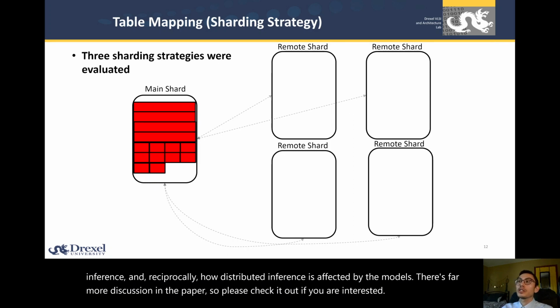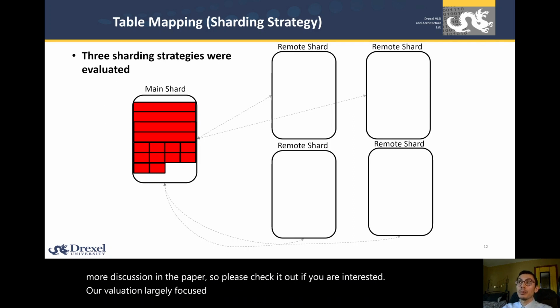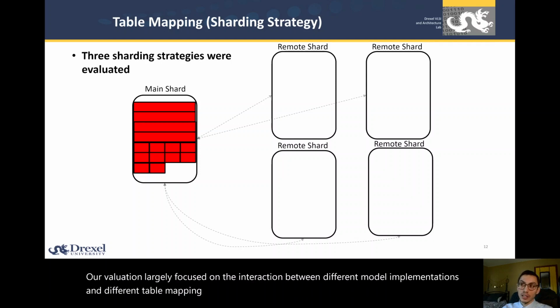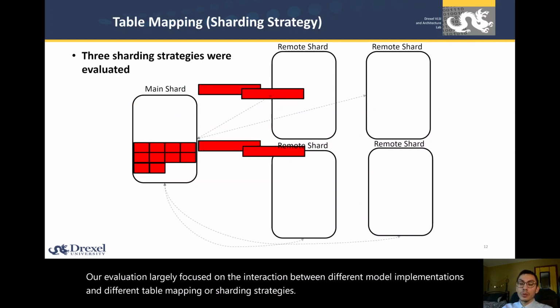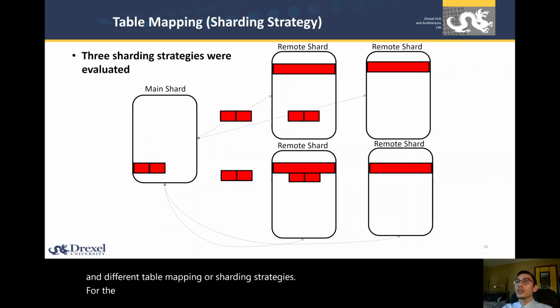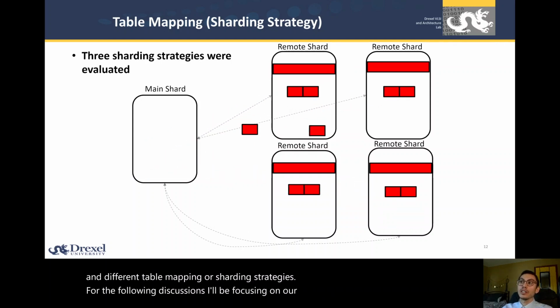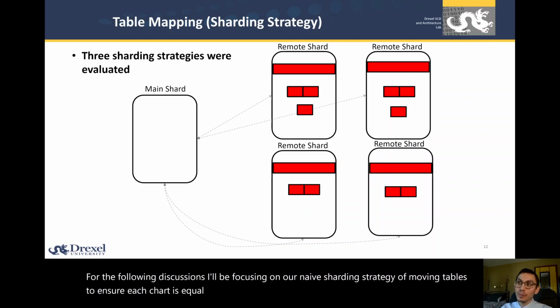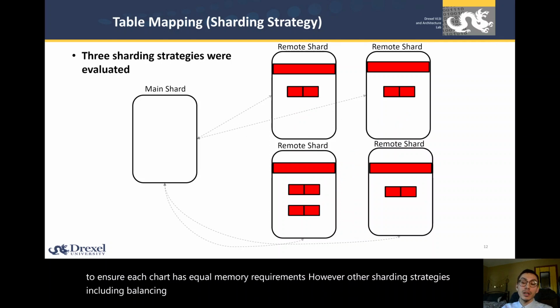Our evaluation largely focused on the interaction between different model implementations and different table mapping or sharding strategies. For the following discussions, I'll be focusing on our naive sharding strategy of moving tables to ensure each shard has equal memory requirements. However, other sharding strategies, including balancing the number and amount of compute per node, were also investigated, which is in the paper.